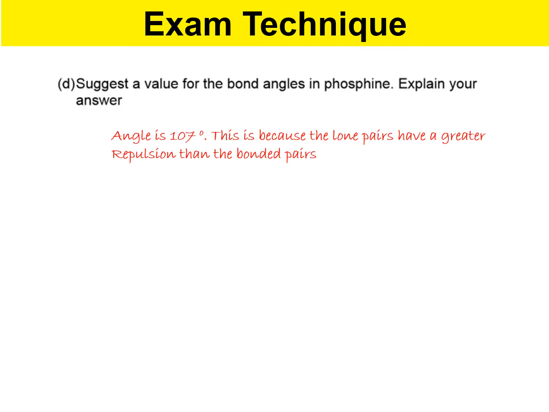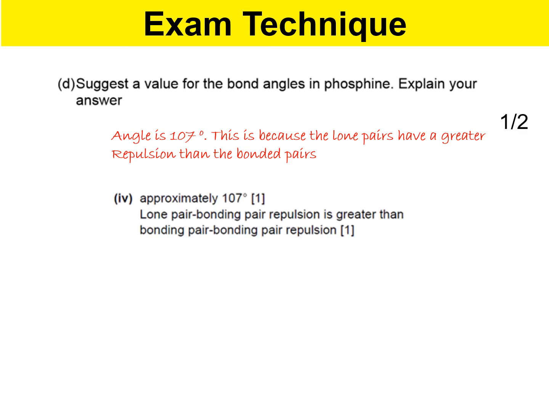Let's look at exam technique. This question asks about phosphine, which is an analogue of ammonia. Phosphine has the formula PH3. We know it has a pyramidal shape and a bond angle of 107. But we are asked to explain why the angle is 107. Let's look at the mark scheme answer.